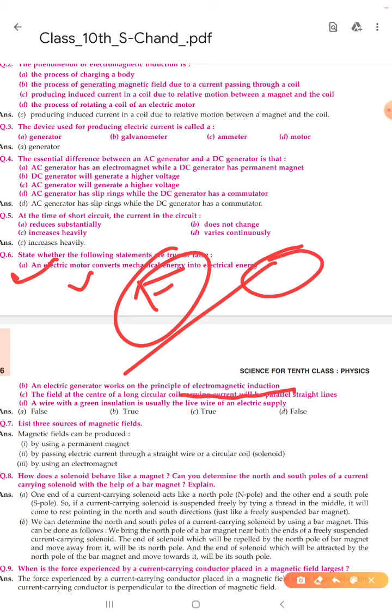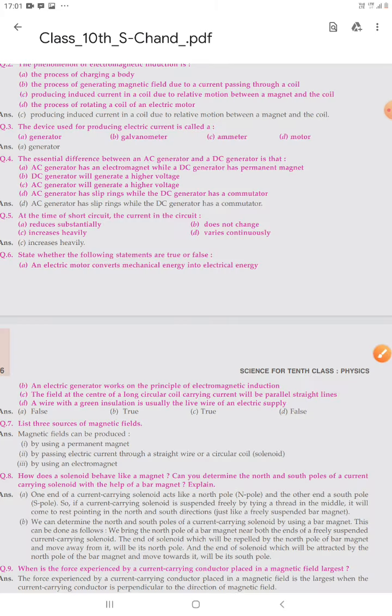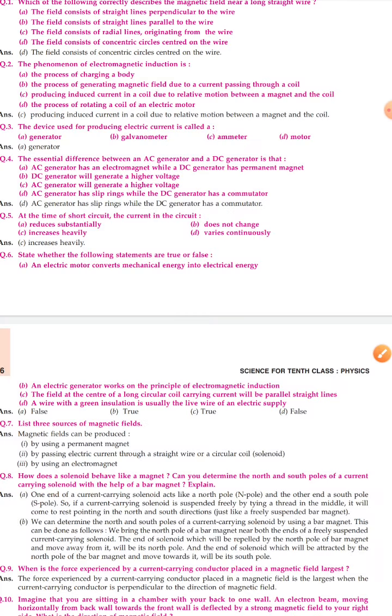Now next thing, an electric generator works on the principle of electromagnetic induction. Yes, absolutely right. In the phenomenon of electromagnetic induction, electric generator works. We should know this thing, and we already discussed that.